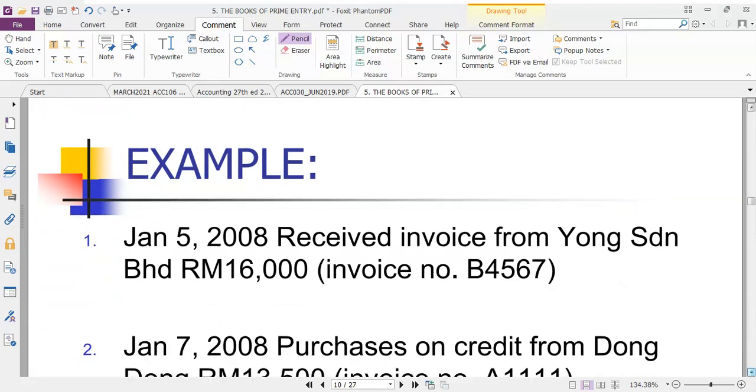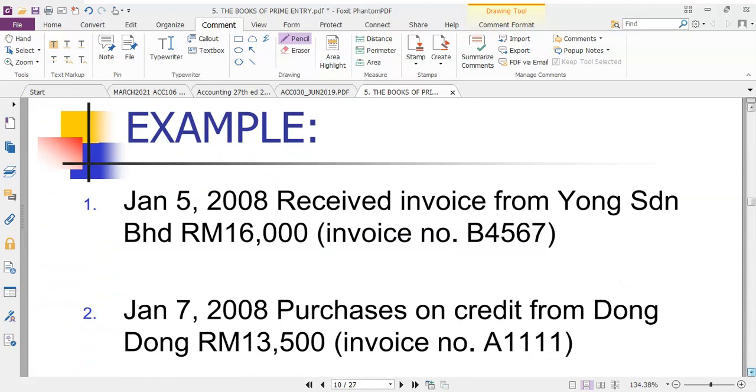Okay. Dia pun akan ada, okay, contoh gini, receive invoice. Okay, dia sales invoice juga, tapi yang dikeluarkan oleh supplier. Okay, maksudnya supplier ni dia jual barang kepada owner kan. Okay, so akan ada, dia keluarkanlah invoice. Invoice tersebut dia akan hantar kepada owner.